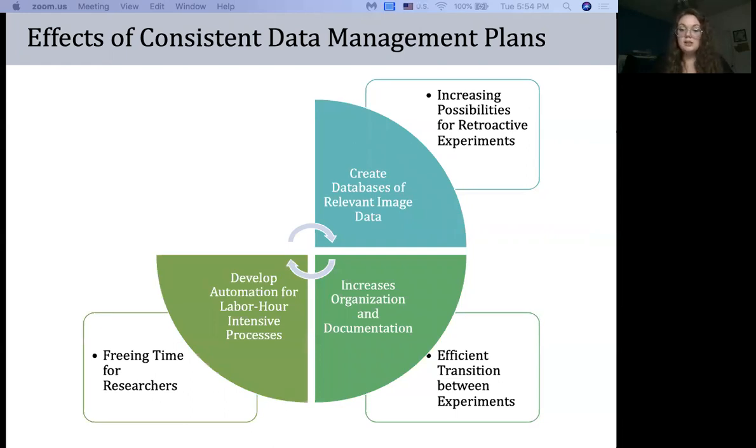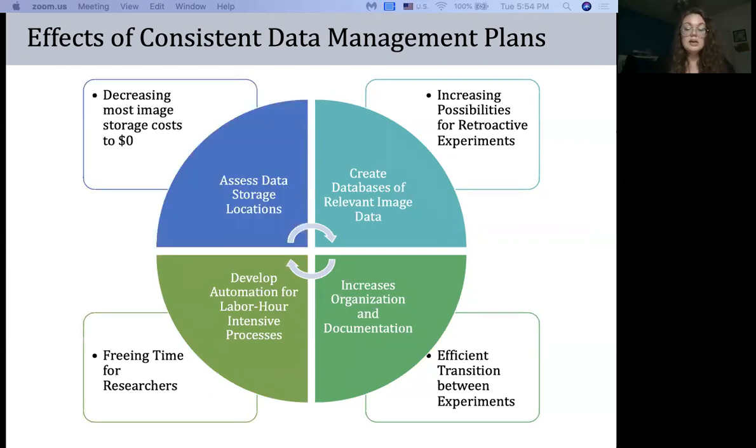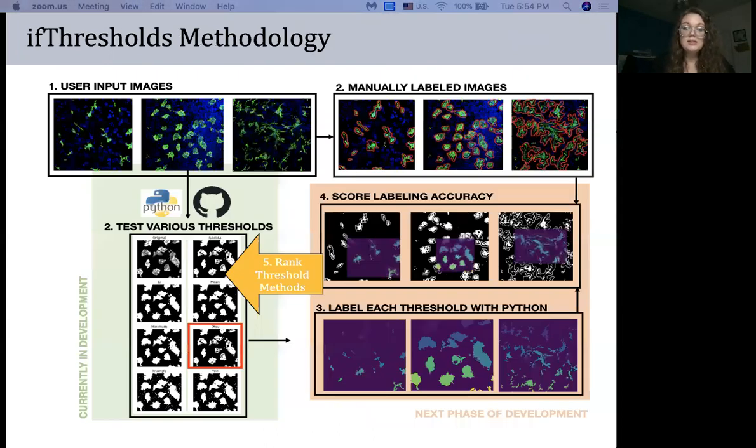Every time we iterate this process, we're able to break down some of those labor hour bottlenecks to free more time for our researchers. Finally, we assess data storage locations. Through our recent processes, we've been able to decrease most of our image storage costs to $0. Additionally, we recognize new packages that we'd like to build, and we started building a package called IF Thresholds that allows for better thresholding of cells in tissue along with quantitative scoring methods.